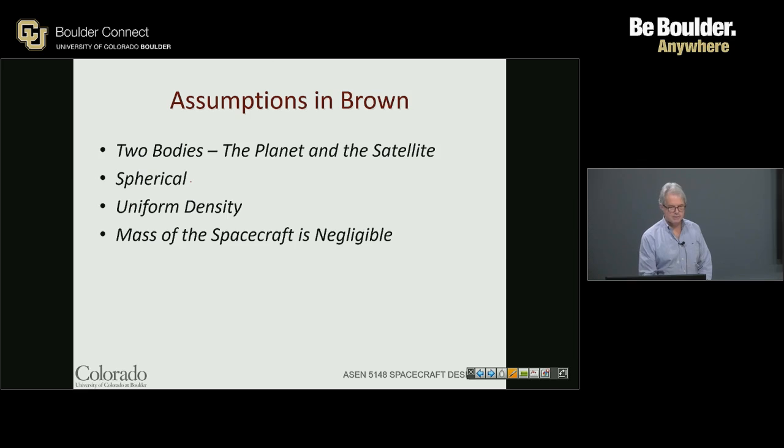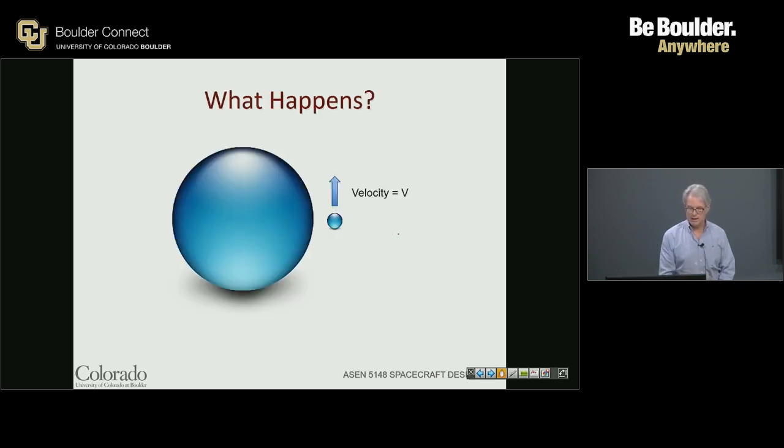Brown makes a spherical assumption on both the planet and the spacecraft, saying that not only are planets and spacecraft spherical, but they also have uniform mass distribution, uniform density. And that for purposes of discussion, we can neglect the mass of the spacecraft. So what happens? We put a spacecraft in orbit around a planet. That planet is spherical. The orbit is circular, meaning it's at constant radius.